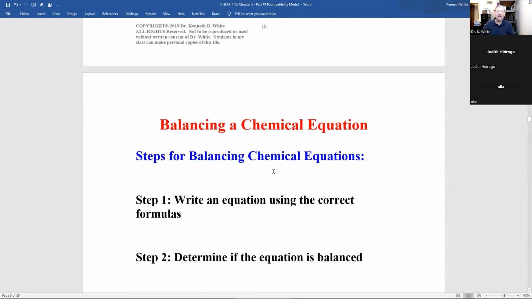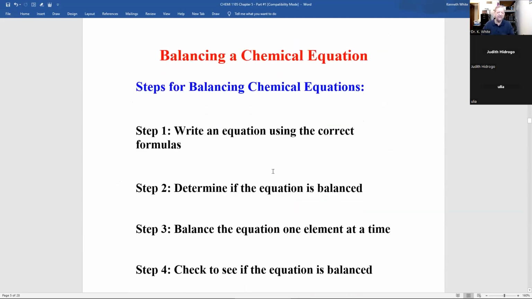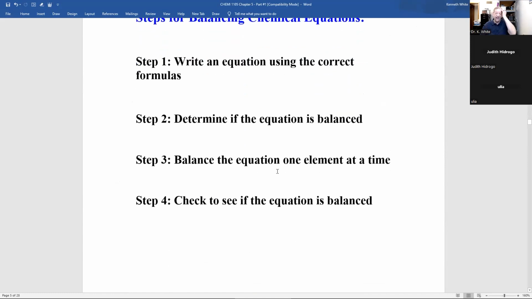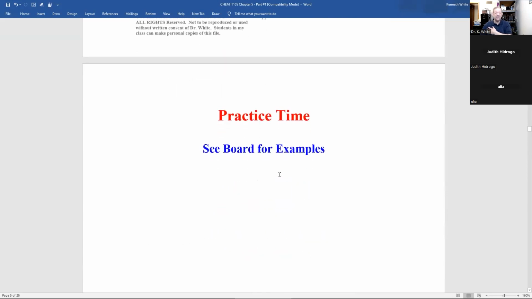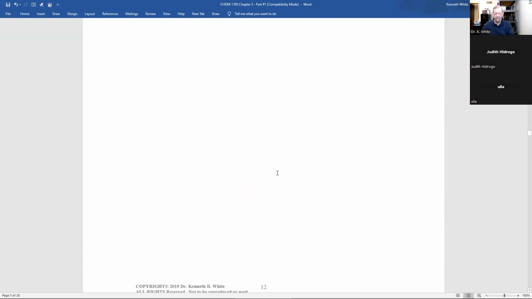So, balancing a chemical equation, you write the equation using the correct formulas, which you're given. Determine if it's balanced. Balance the equation one element at a time, and then you've seen me check at the end, is it balanced? And we just did our practice time. Yay!